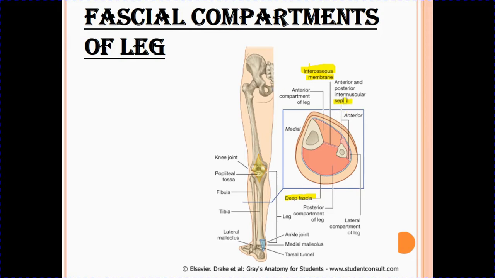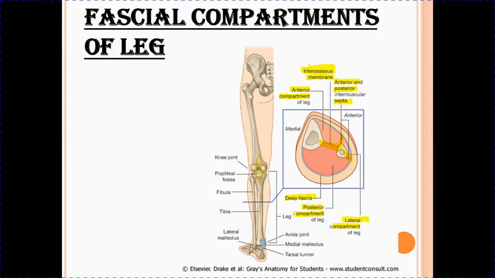We have two septas in the leg region, anterior and posterior intermuscular septas. So we have anterior and posterior intermuscular septas and the interosseous membrane. They are creating compartments. So in the leg, there are three compartments: anterior compartment of the leg, lateral compartment of the leg, and the posterior compartment of the leg.